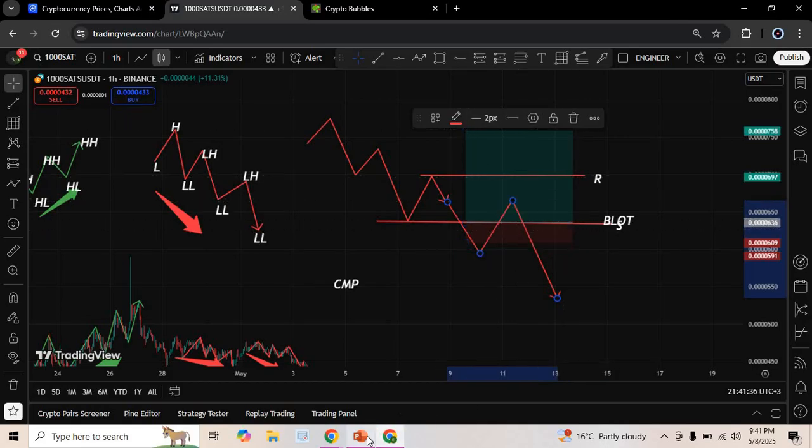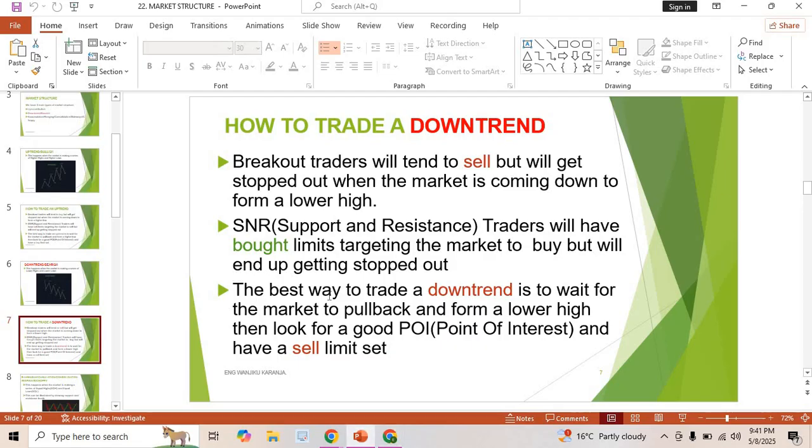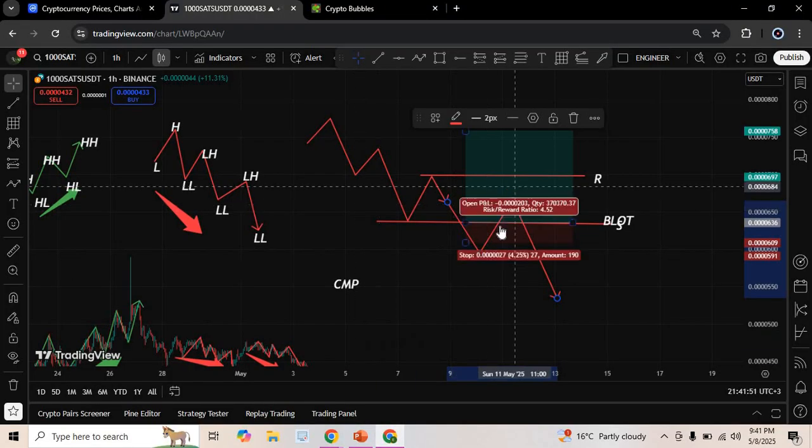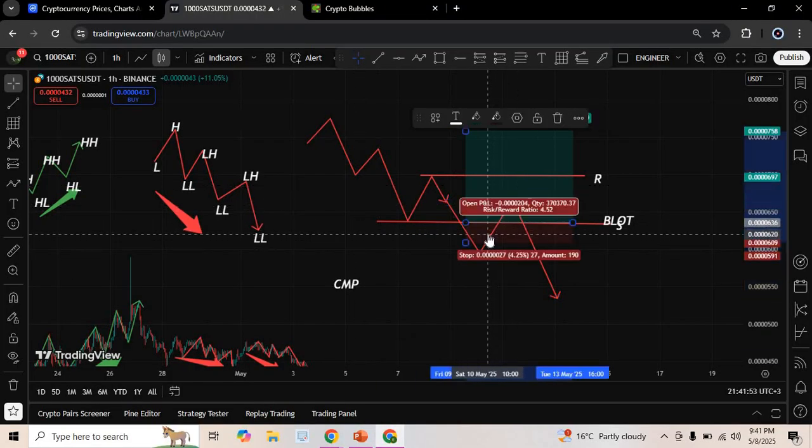So what is the best way to trade a downtrend? The best way to trade a downtrend is to wait for the market to pull back and form a lower high, then look for a good POI or point of interest and have a sell limit order set. So let's do that.